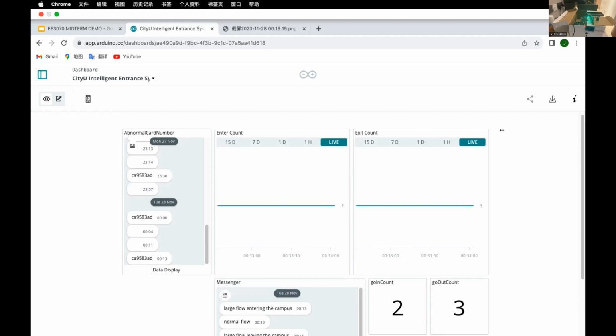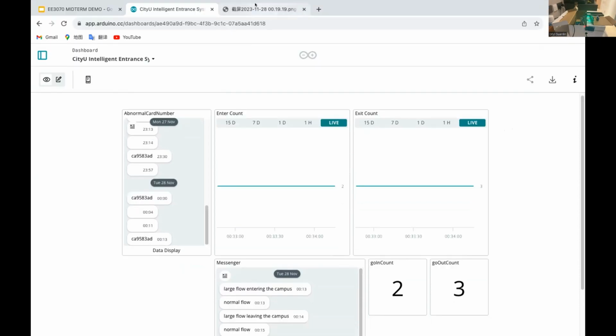So after Jack used his card and entered the campus, the alarm will disappear.